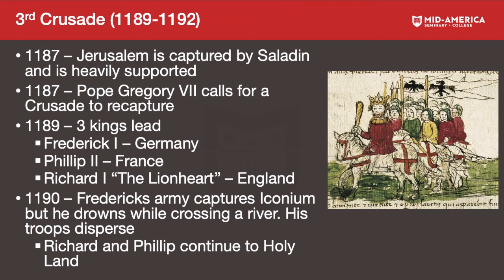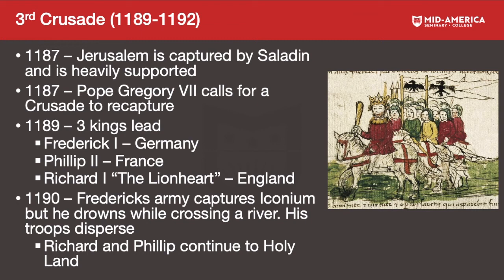In 1187, Pope Gregory VII calls for a crusade to recapture Jerusalem. In 1189, three kings decide to lead the way: Frederick I of Germany, Philip II of France, and Richard I, or the Lionheart, from England. In 1190, Frederick's army captures Iconium, but he drowns while crossing a river, and his troops end up basically dispersing and going home.